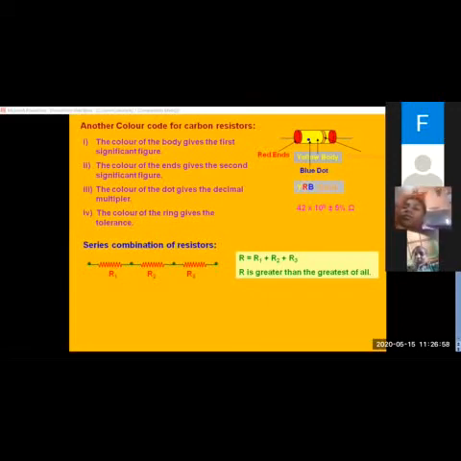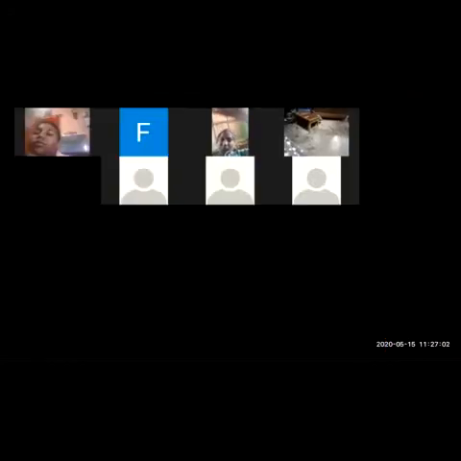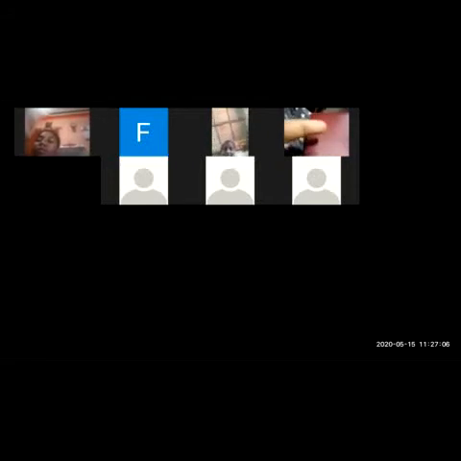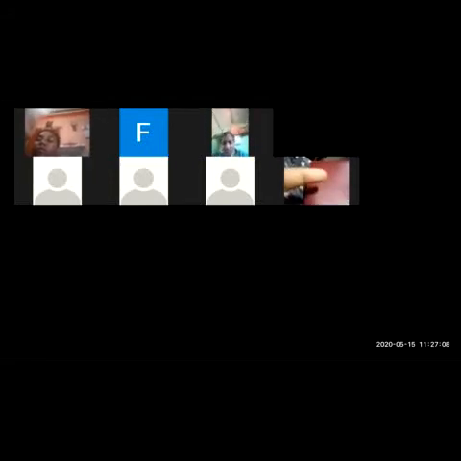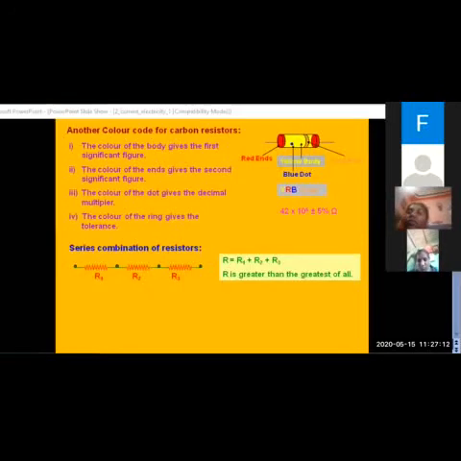And the next thing we have to do is parallel resistance you are going to see. So when you see parallel resistance, both the ends of your resistors will be connected together. Just check here.